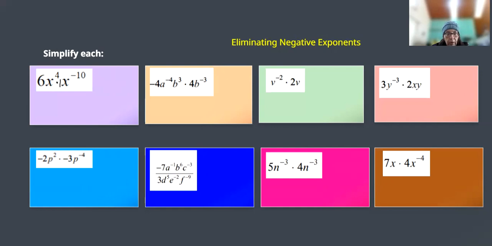So we're going to multiply the numbers out front. 6 times 1 is 6. We're multiplying. The bases are both x, so we're going to add the exponents. 4 plus -10. There you go. So when we do that, we get 6x. 4 plus -10 is -6.